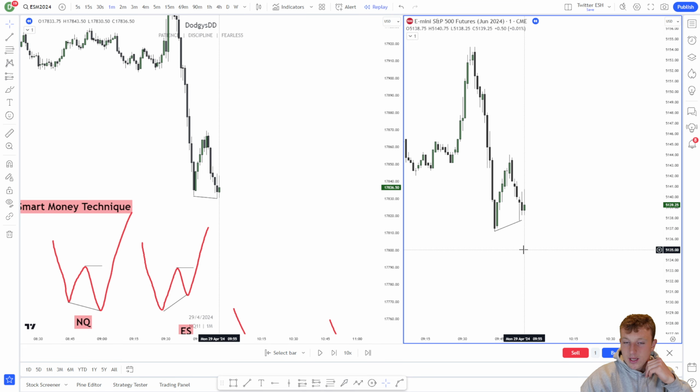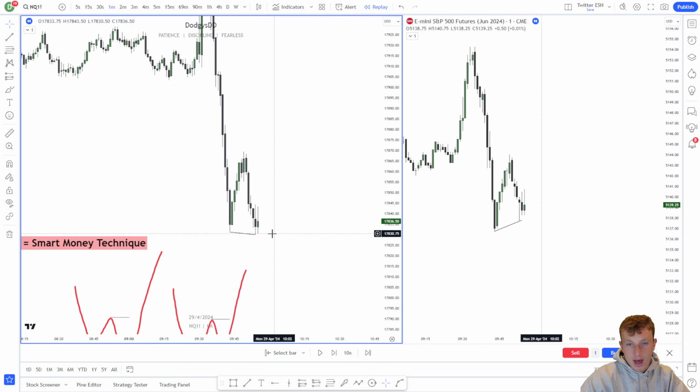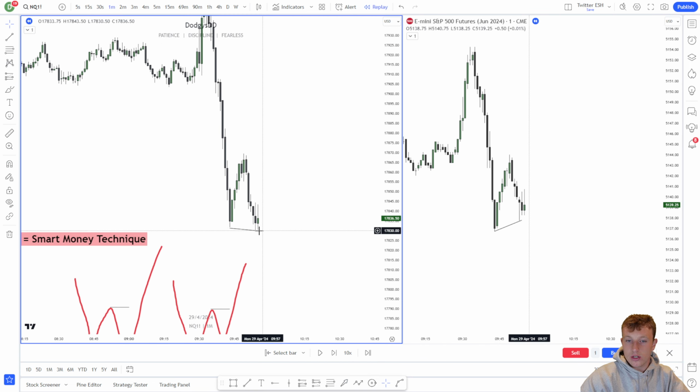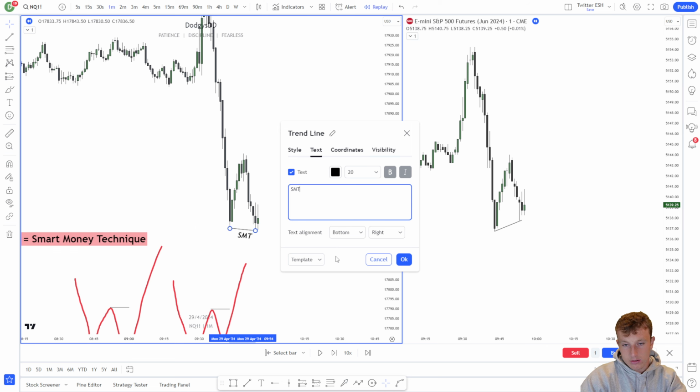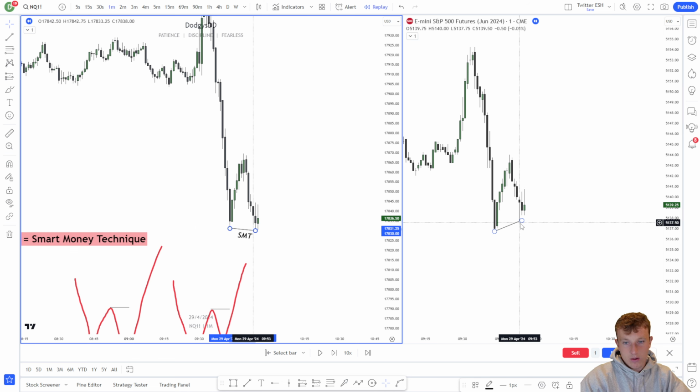And there was an SMT, and people were calling in my chat. But this does not mean we're going to go up. We need an entry model to know we're going to go up. Just because there's an SMT here, and NQ took out the low and ES did not take out the low, does not mean we're automatically going to go up. We need an entry model.